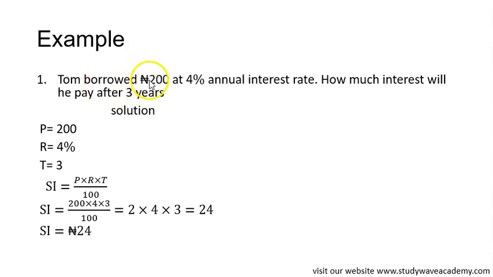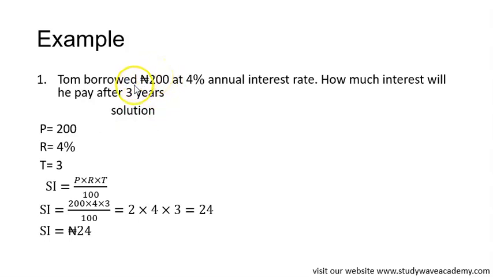And Tom borrowed 200 naira. So this is the principal. At 4% annual interest rate, how much will he pay after 3 years? 4% is the rate. He borrowed 200 naira at 4% annual interest rate, okay? So how much will he pay in 3 years? The interest he will pay after 3 years, after he has borrowed 200 naira.